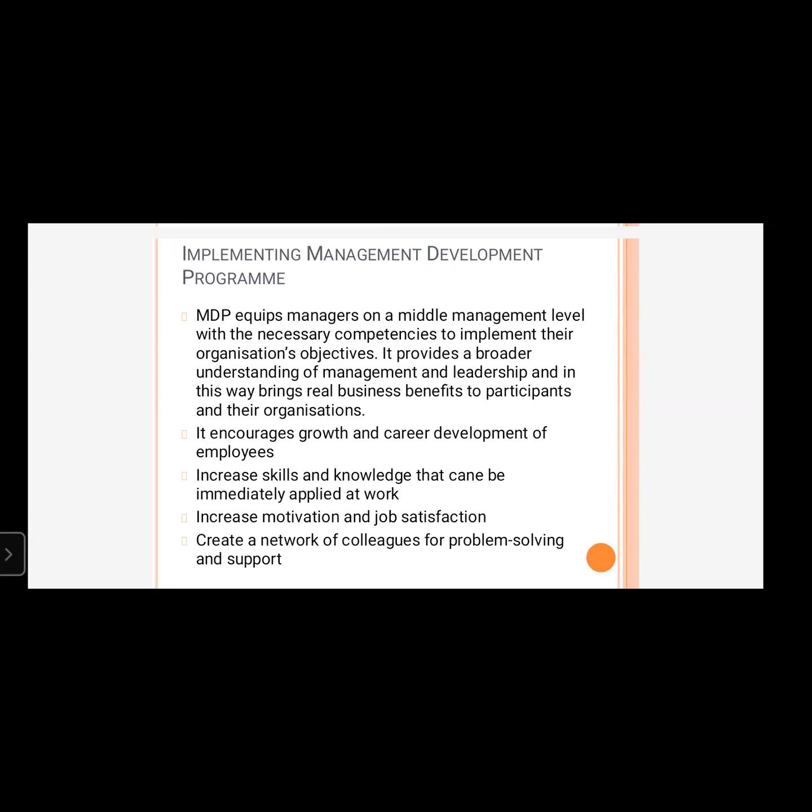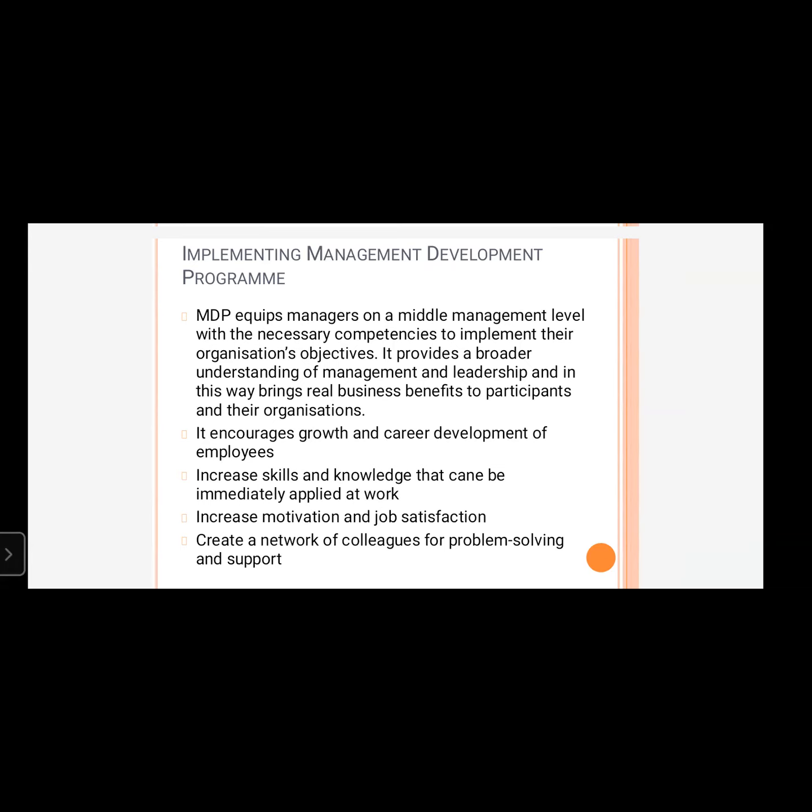So that is the meaning of management development program, and why it is implemented at the managerial level: because it increases the capacities or competencies of the managers, so that they can comfortably handle the pressure of their work, or if they are promoted in the organization, they can comfortably hold that position.